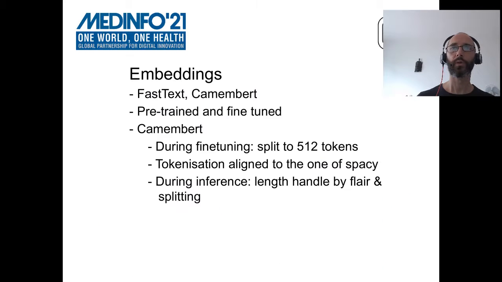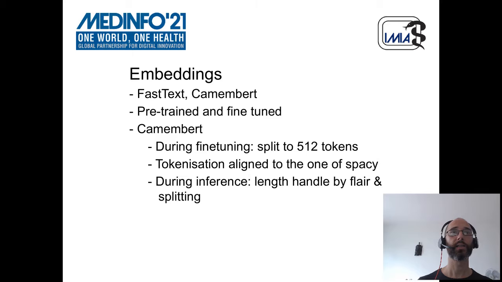So the 2 embeddings that we use are FastText and CamemBERT. They are a bit different. FastText is a static embedding, so it does not matter where the token appears in the phrase or what its surrounding is. The vector representation of the token is always the same. While CamemBERT is a contextualized embedding, so the vectorial representation does change. They were both pre-trained. So we took the pre-trained models, and then we further fine-tuned them on a set of 2.5 million clinical reports.